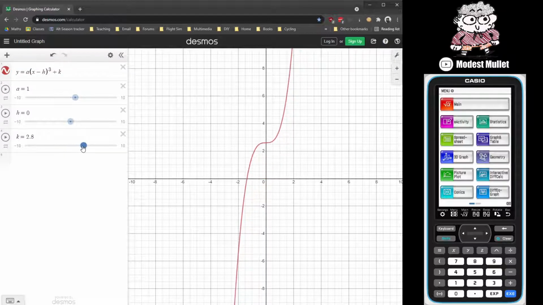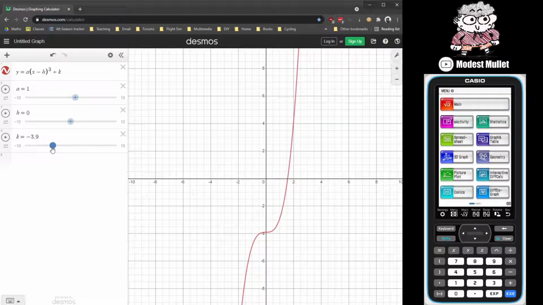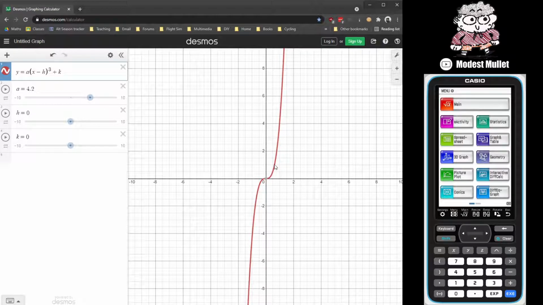What happens with K? As I increase K, the graph is translated upwards, or along the y-axis in the positive direction. As it becomes negative, it's translated down. So we have that. And then A, as I increase it, it's sort of hard to see, but that is stretching, that is dilating the graph. It's stretching every point.